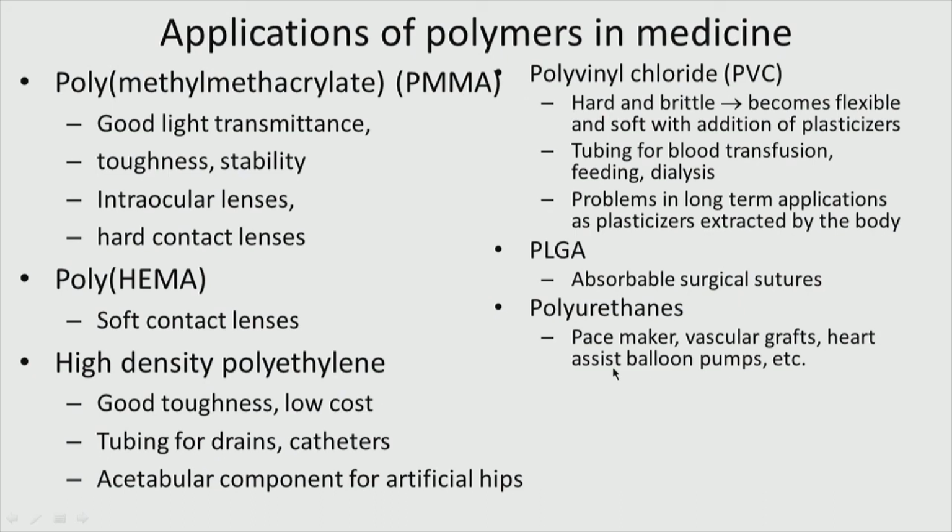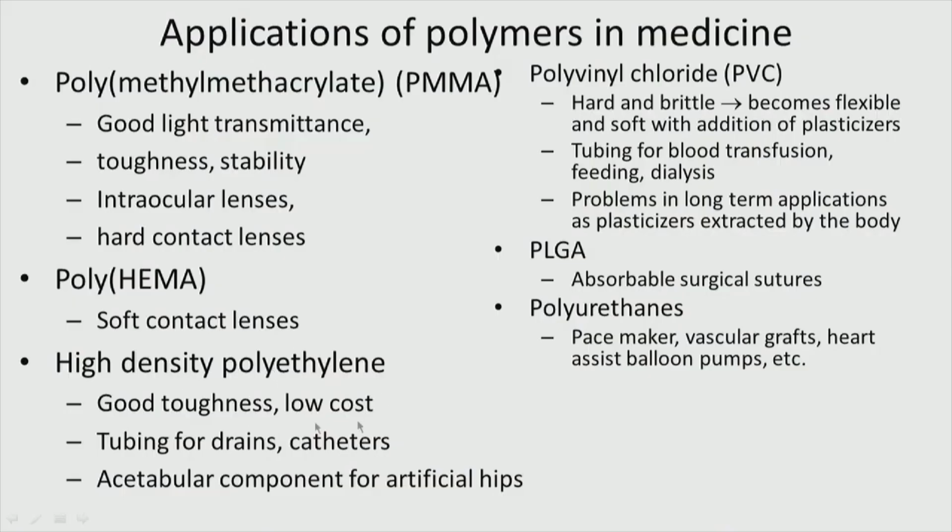HEMA is extremely hydrophilic and absorbs quite a lot of moisture. So it is used in contact lenses and even wound dressings, because it can swell and absorb a lot of moisture, especially for wounds after burns. HEMA is good for that. If you want a very tough material, polyethylene is used in knee replacement and such strong applications.